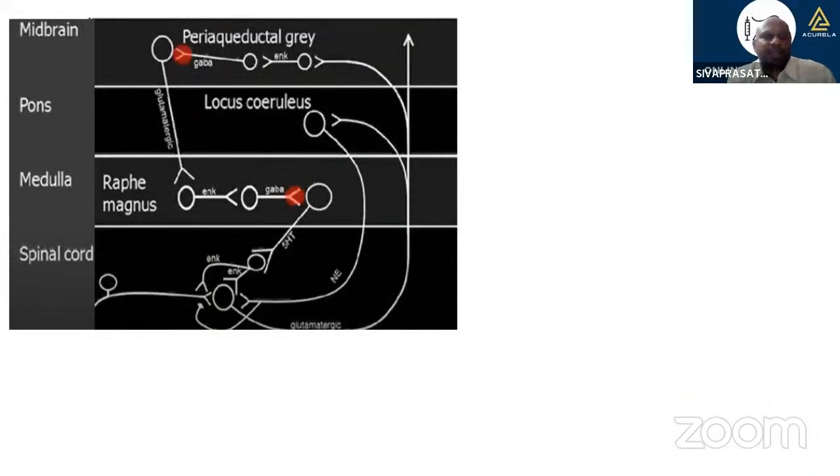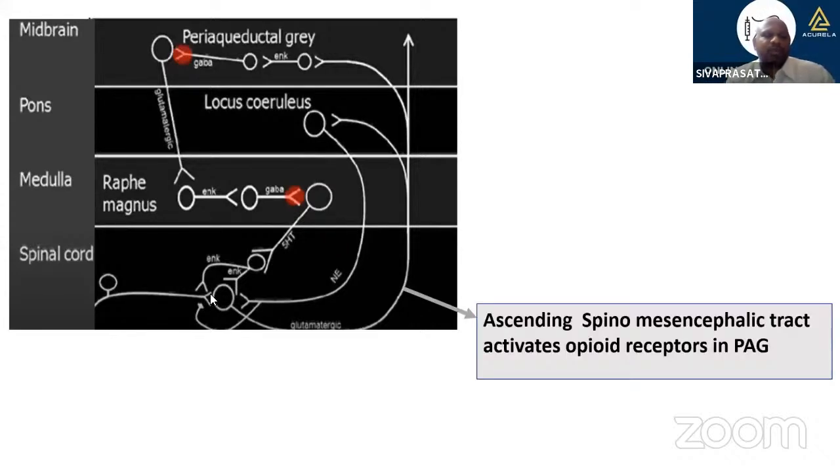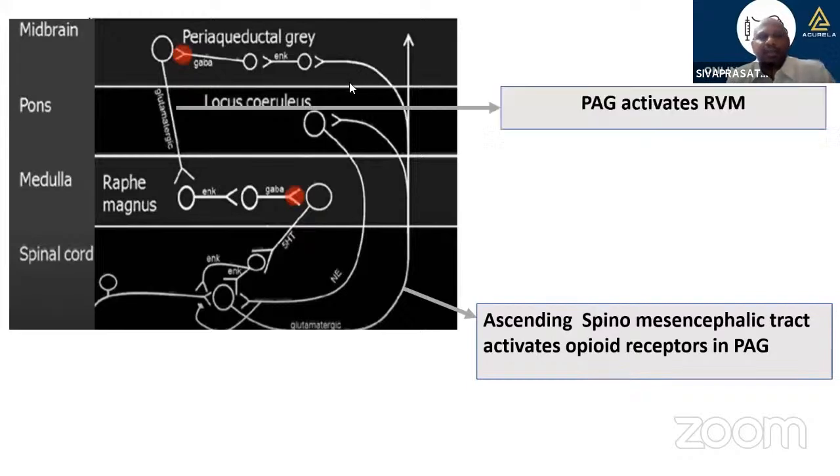Coming to the supraspinal mechanism, in this picture we have a first order neuron synapsing at the level of the spinal cord. From this, the perception goes through the spinothalamic tract. But here we have another parallel tract running. It is called the ascending spinomesencephalic tract, which synapses at the medulla, pons, and midbrain. It goes straight to the midbrain where it activates the periaqueductal gray matter.